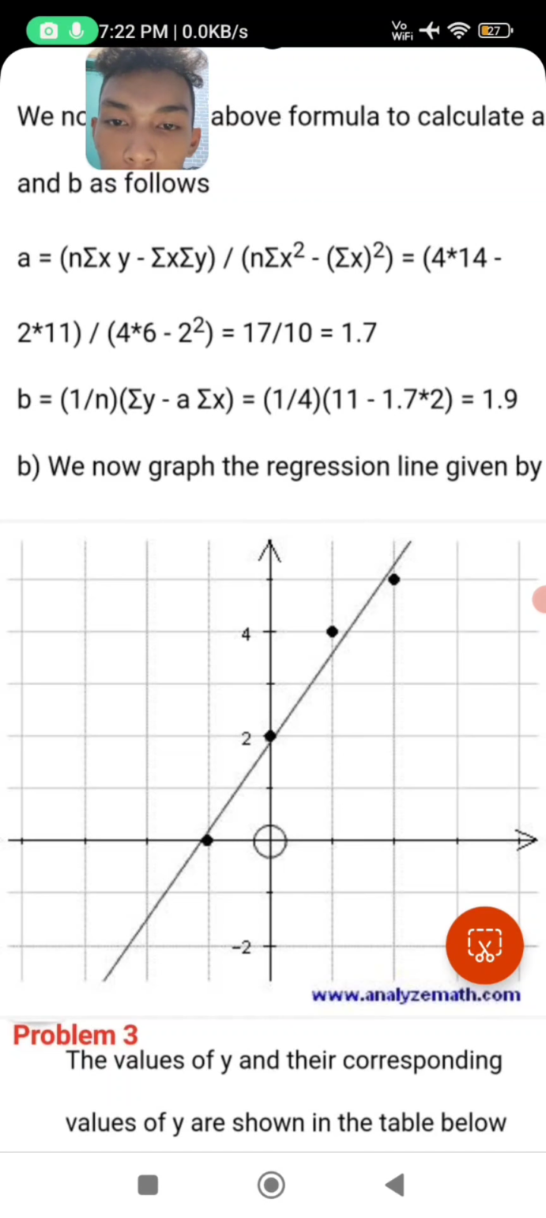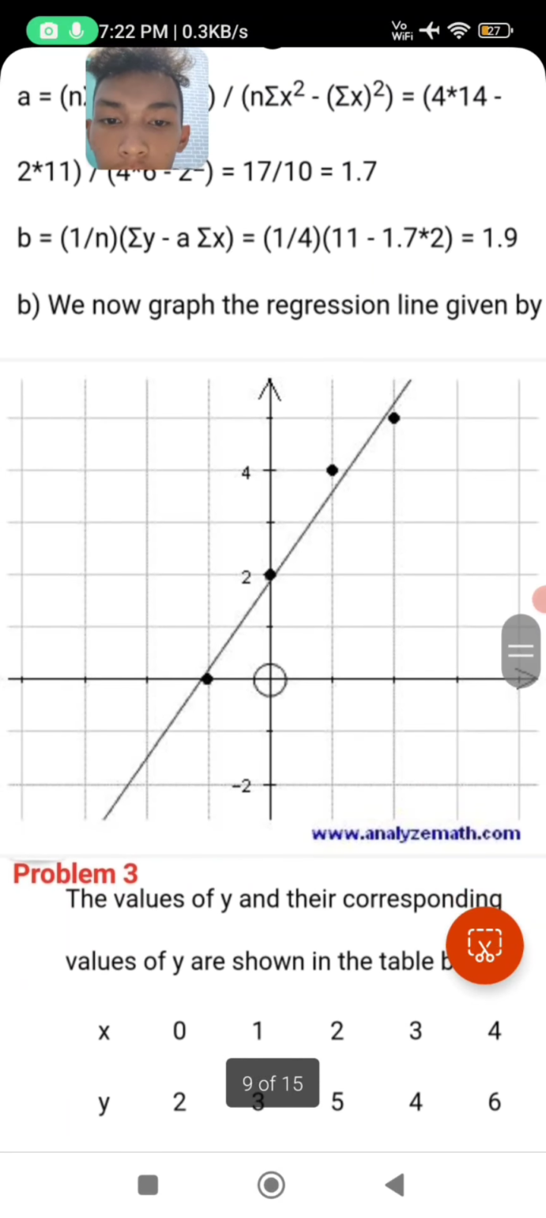B equals 1 over n times the sum of the Y scores minus a times the sum of the X scores, which equals 1/4 times 11 minus 1.7 times 2, equals 1.9. So now we graph the regression line given.